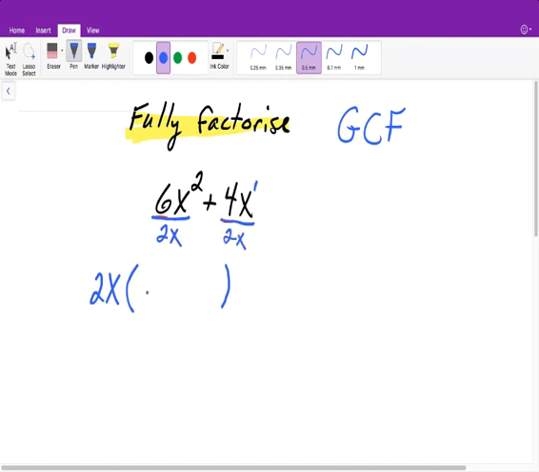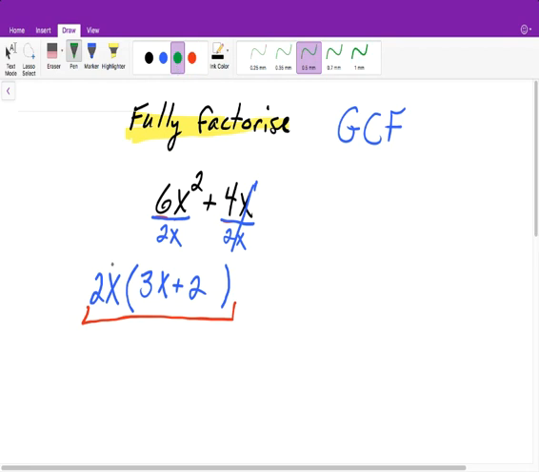And 6 divided by 2 is 3, so I know that there will be 3 left. x squared divided by x is just x, so it's 3x. 4 divided by 2 is 2, and the x's here cancel each other out, so there's no x left over. So this fully factored out is 2x times 3x plus 2.